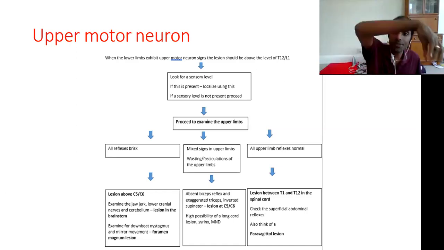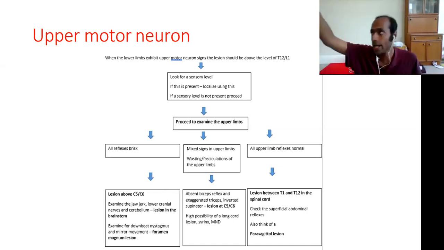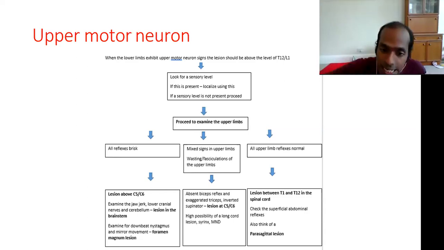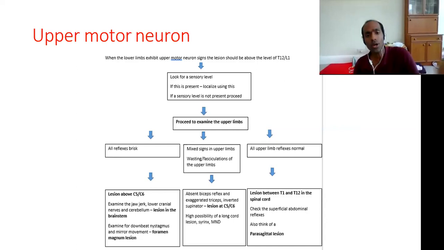So loss of C5, inverted supinator, brisk triceps. When these three come together, then the lesion is exactly at C5 and C6. That is all we can say; beyond that we cannot. So loss of biceps, inverted supinator, exaggerated triceps, that combination means lesion at C5, C6.